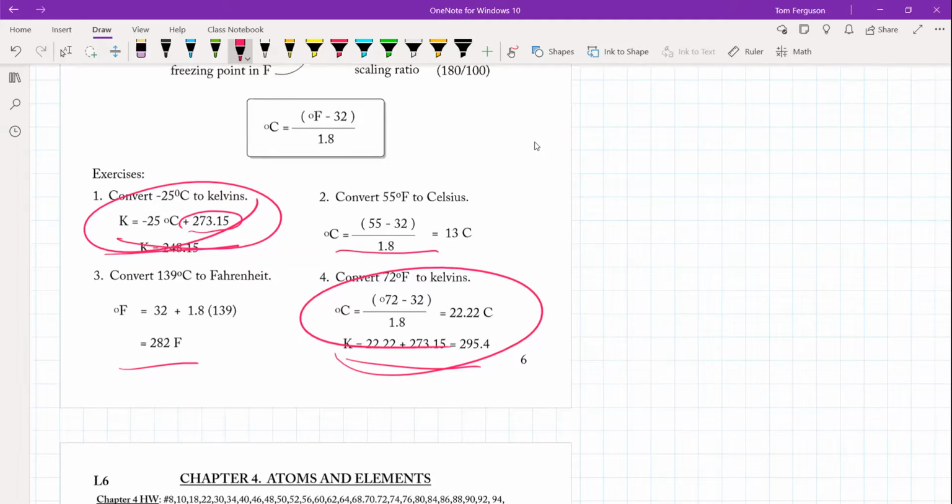And remember, Kelvin is always a lot more than Celsius. So when you're doing your calculations, when you end up with whatever the calculated amount is, and you're starting from Celsius and going to Kelvin, and your answer is smaller, then you either added or subtracted instead of the opposite. Okay, so Kelvin is always more than Celsius, no exceptions.